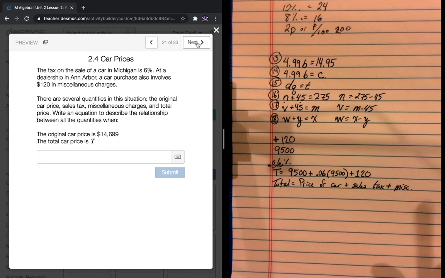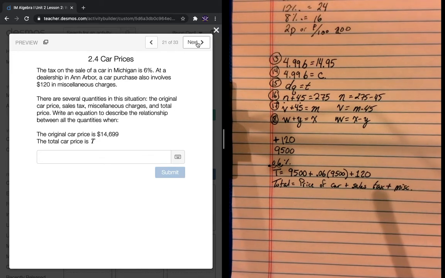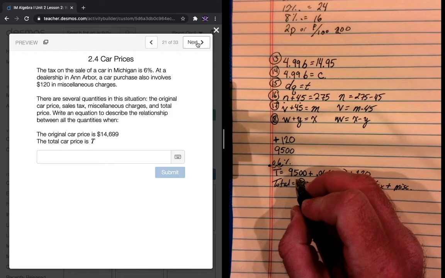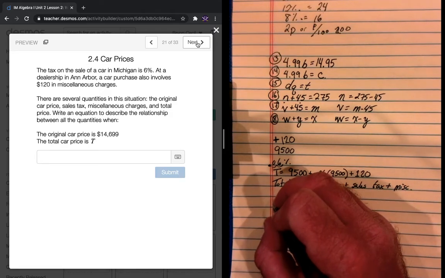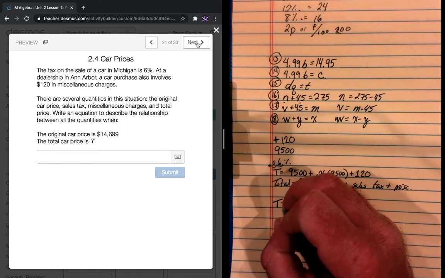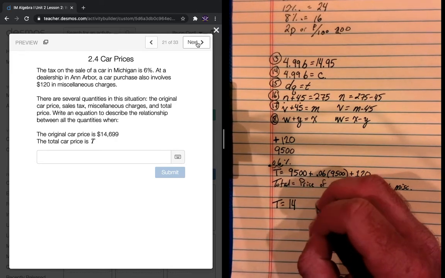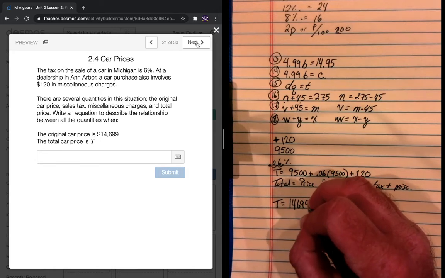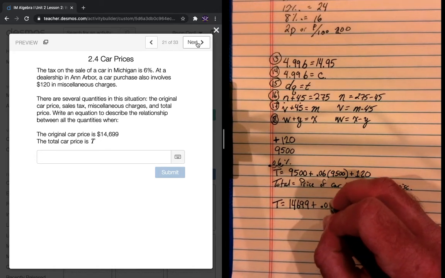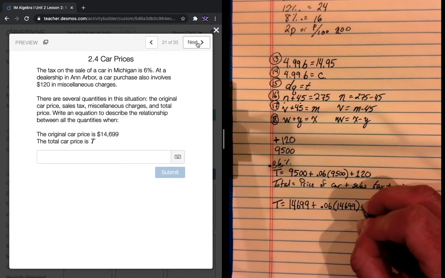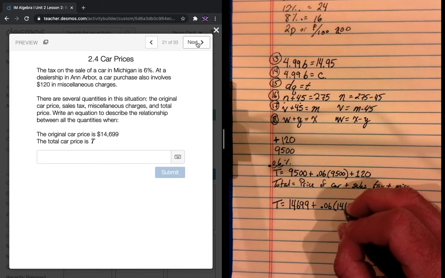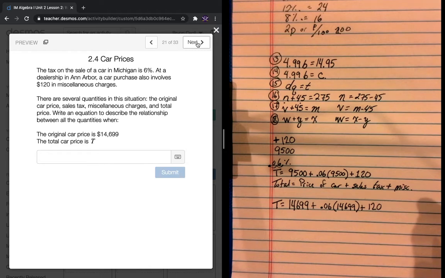So the main thing now is instead of the 9,500, we're going to input the new 14,699. So now it's still T equals 14,699 plus that 6% of the cost of the car. And we want to make sure that we're doing that right here because we've got to find that sales tax so that we can add it into the total.